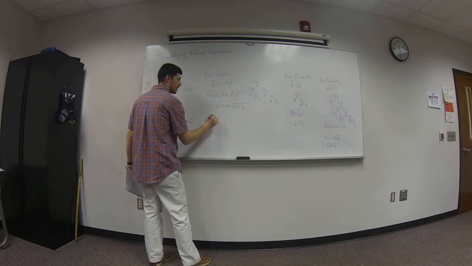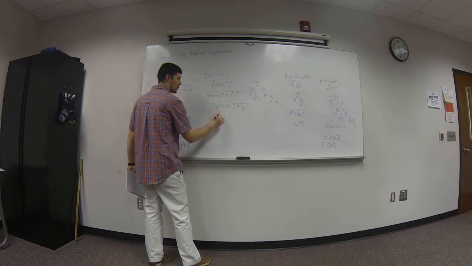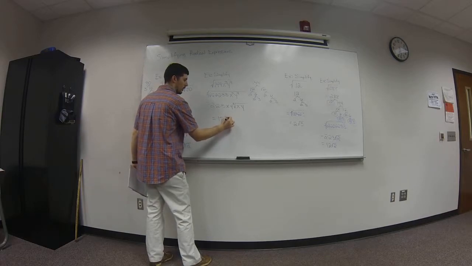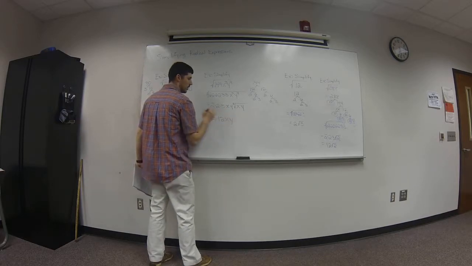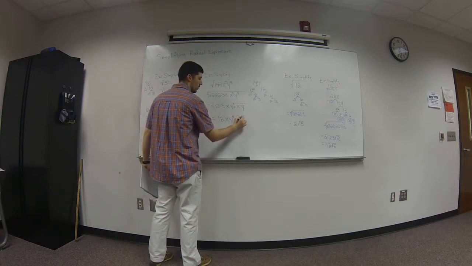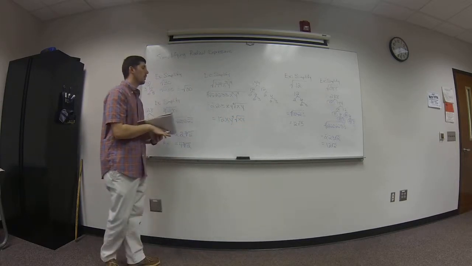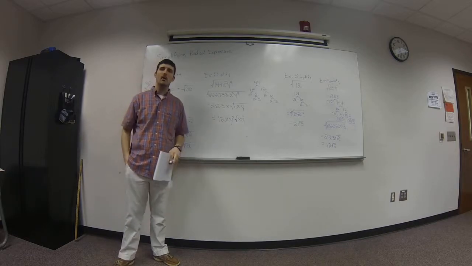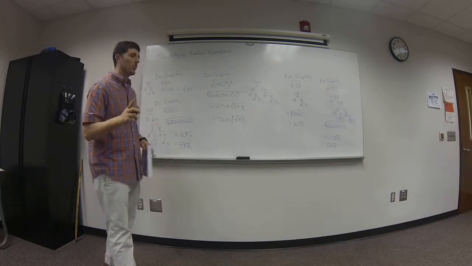Multiply our numbers on the outside together. So 2 times 2 is 4, times 3 is 12, and we're left with 12 times x times y to the 4th power times the square root of x times y. Now remember, if there's not enough to pull them out, you must leave them up under there. You cannot take them out.